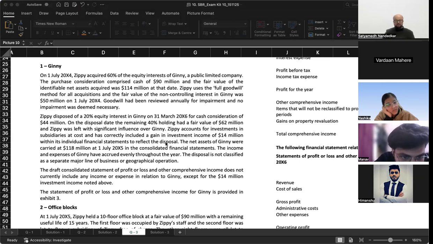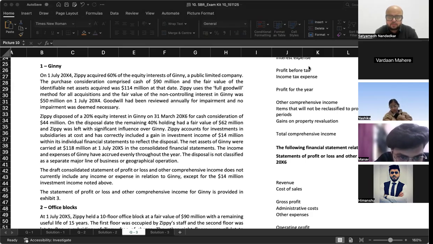Zippy disposed of a 20% equity interest in Ginny on 31st March 2006 for cash consideration of $44 million. On the disposal date, the remaining 40% holding had a fair value of $62 million. Zippy was left with significant influence over Ginny. Zippy accounts for investments in subsidiaries at cost and has correctly included a gain in investment income of $14 million within its individual financial statements to reflect the disposal.